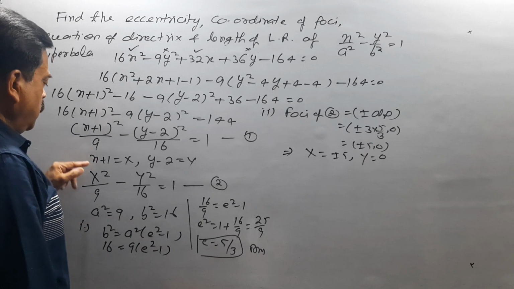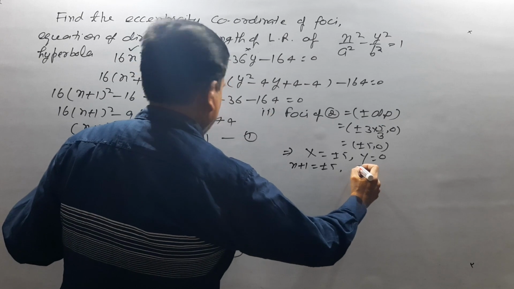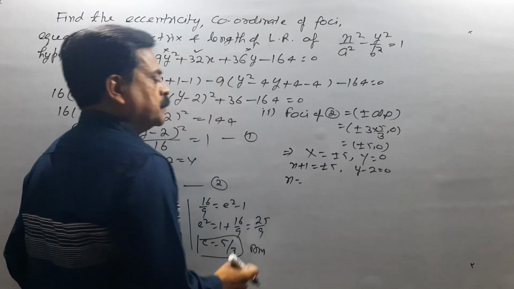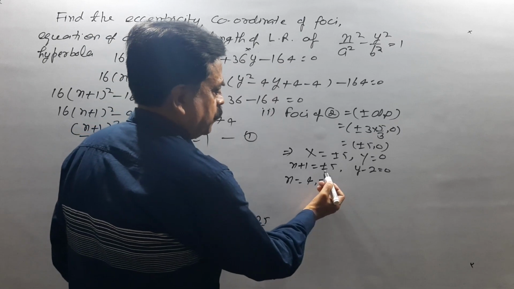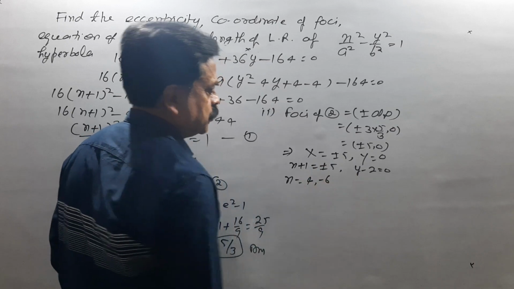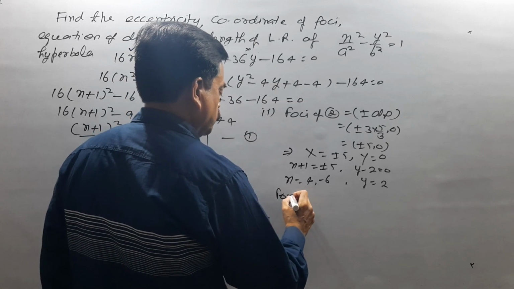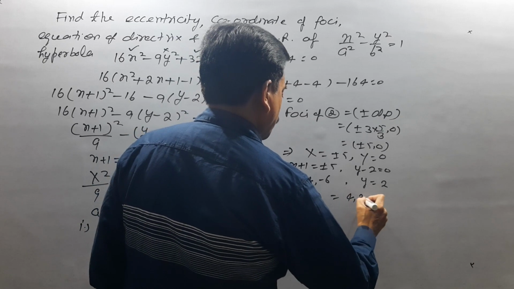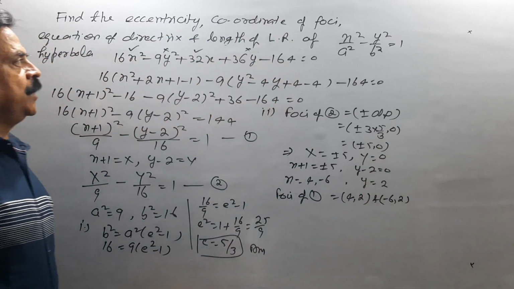Capital X is small x plus 1. So small x plus 1 equals plus minus 5 and y minus 2 equals 0. We get x equal to 4 and minus 6. When we take the positive sign, we get x equals 4, and if we take the negative sign, then we get x equals minus 6. And the value of y is 2. So the foci of hyperbola 1 are 4 comma 2 and minus 6 comma 2. These are the coordinates of foci.